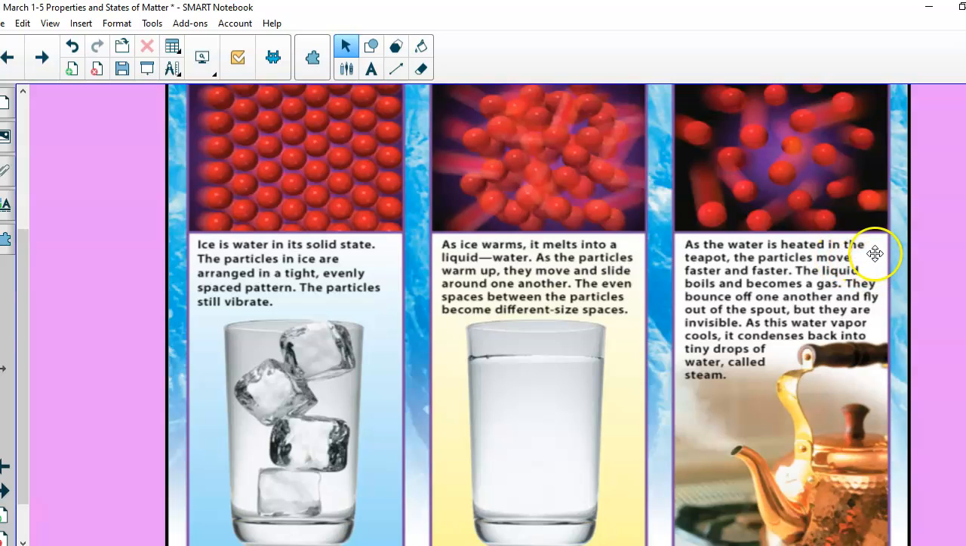As the water is heated in the teapot, the particles move faster and faster. The liquid boils and becomes a gas. They bounce off one another and fly out of the spout, but they are invisible. As this water vapor cools, it condenses back into tiny drops of water called steam.